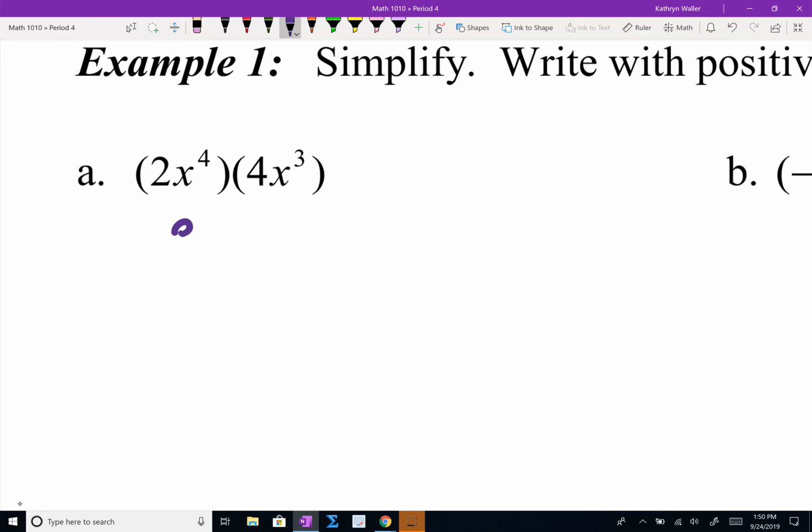So everybody go, 4 times 2 is 8. And then on the x's, I have 4 and 3. Try not to look back at the rules and try to just remember. What do I do to the 4 and the 3? Do I add, subtract, or multiply? What do I do? Add them. 4 plus 3 is 7. Highlight your answer. Done. That's all you have to do.